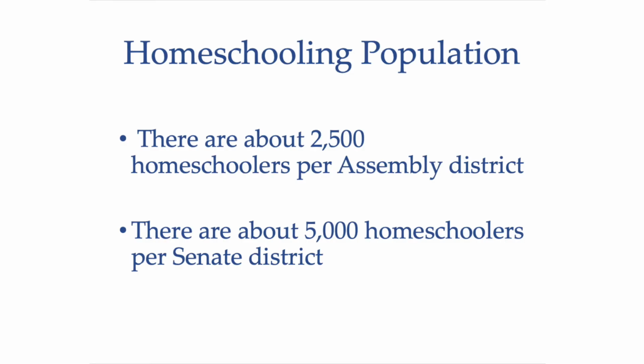One of the most common questions I get, and the folks that represent homeschooling visiting legislators get at the Capitol or even in district offices is, are there any homeschool families in my district? Well, the answer is yes, because there are lots of homeschool families in California. We have about 2,500 homeschool families per assembly member, and we have about 5,000 homeschoolers per Senate district. So if your senator asks you how many homeschoolers are in my district, you can say about 5,000. And if your assembly member asks you how many homeschoolers are in my district, you can say about 2,500. So these numbers can be very helpful when you're talking with legislators, whether you're at the Capitol office or at the district office.